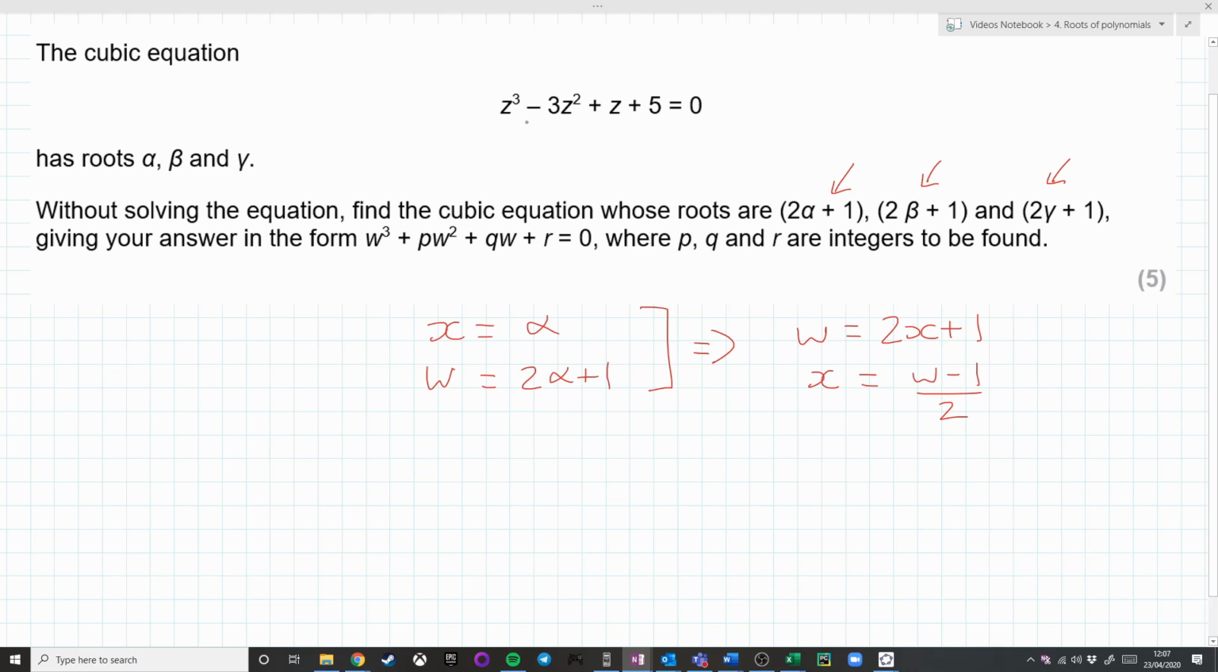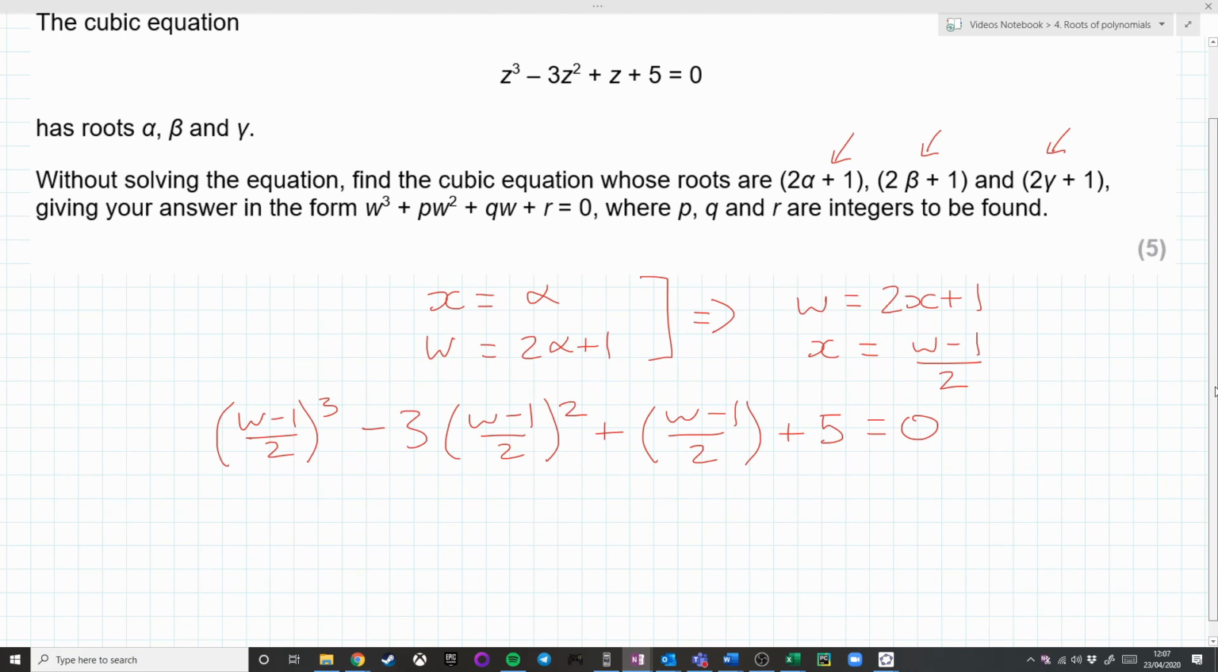So I want to put that into my original equation, substitute: (w minus 1 over 2) cubed minus 3 (w minus 1 over 2) squared plus (w minus 1 over 2) on its own plus 5 equals 0, and that's going to be, if I multiply out, the answer to my question. So all that's left to do is algebra.